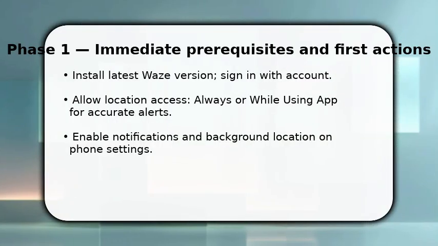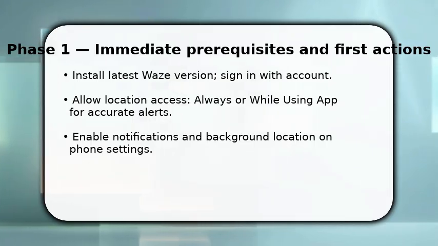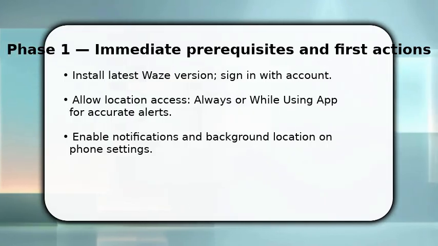You start by making sure Waze can actually detect and alert you. Open the app and sign in, then grant location access. Choose Always or while using app so GPS works when driving. Once done, go to your phone settings and allow notifications and background location. Otherwise, alerts will be silent or delayed.